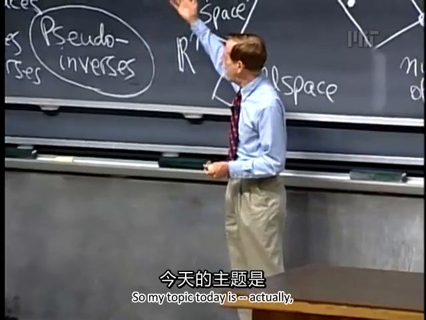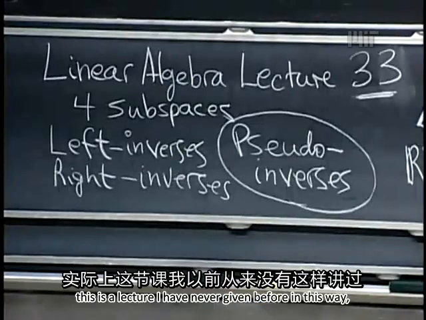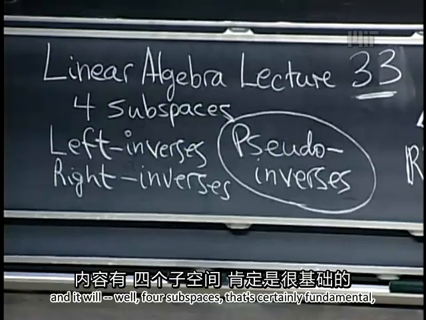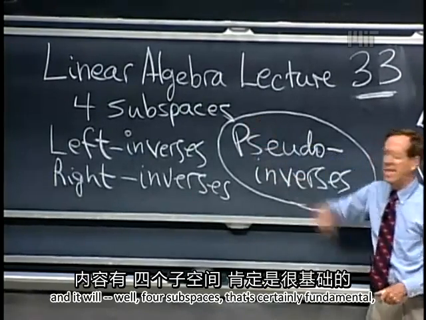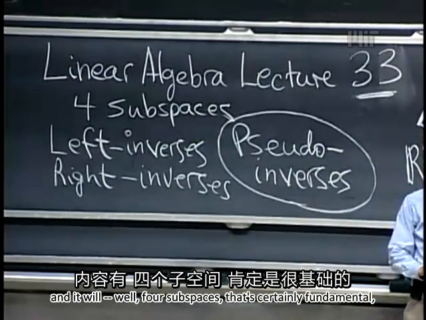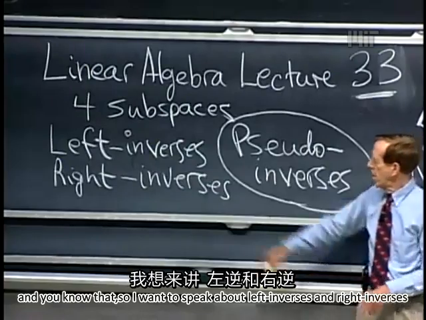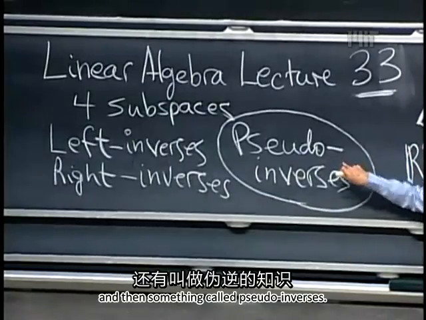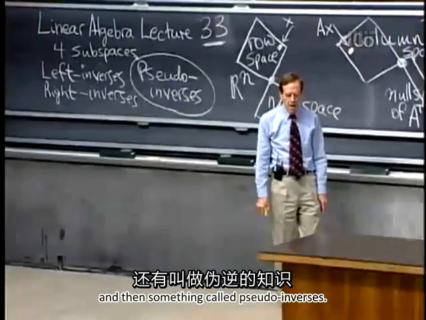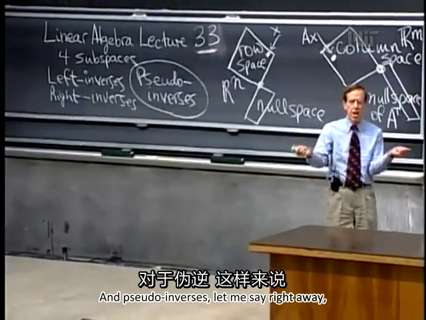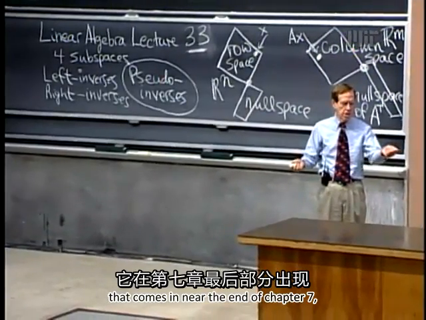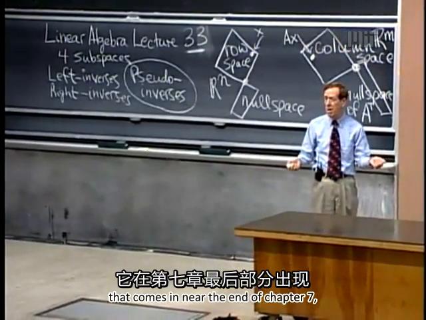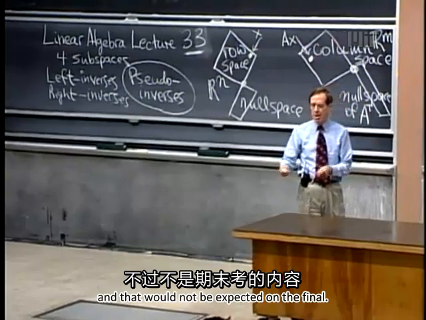So my topic today is a lecture I've never given before in this way, and it's about the 4 subspaces. That's certainly fundamental, and you know that. So I want to speak about left inverses and right inverses, and then something called pseudo-inverses. And pseudo-inverses, let me say right away, come in near the end of chapter 7, and that would not be expected on the final.